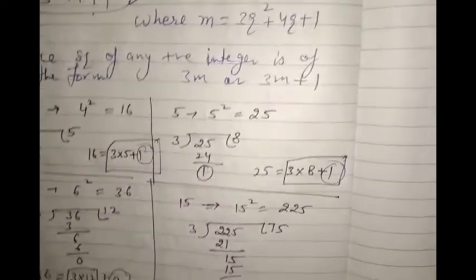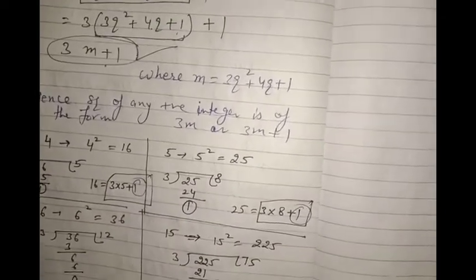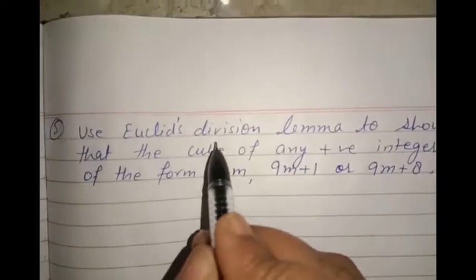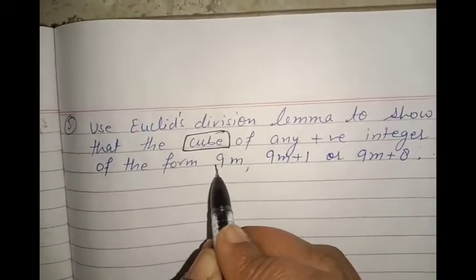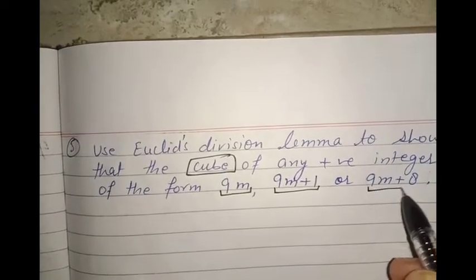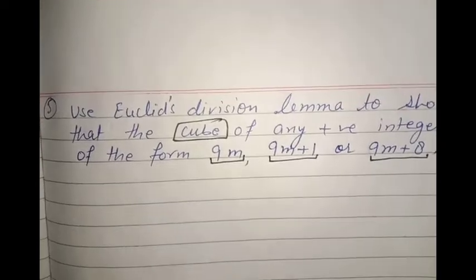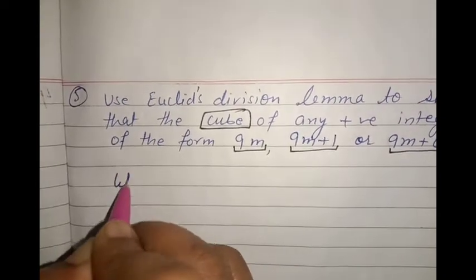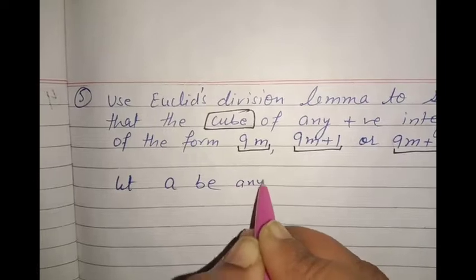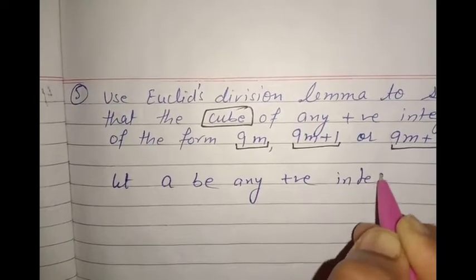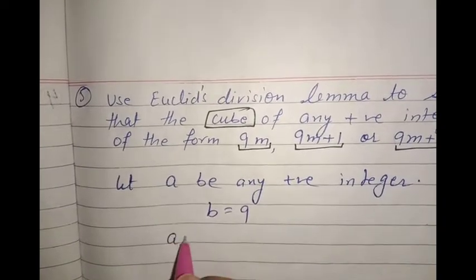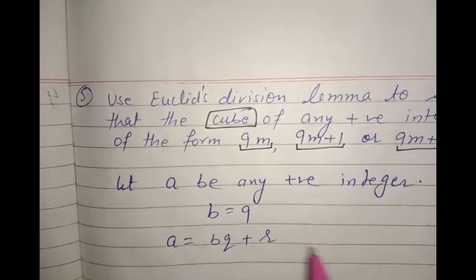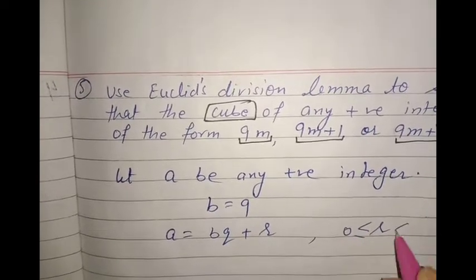One more question and after that it will be very clear to you. Fifth question of your book says, use Euclid division lemma to show that this time it is cube, any positive integer is of the form 9m plus 1 or 9m plus 8. Now you will say that we can take again the question, let a be any positive integer. If I take b as 9, then according to Euclid's lemma, a is equal to bq plus r, where r lies between 0 and b.